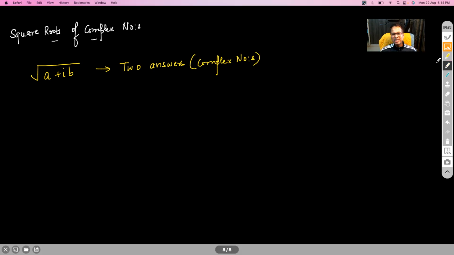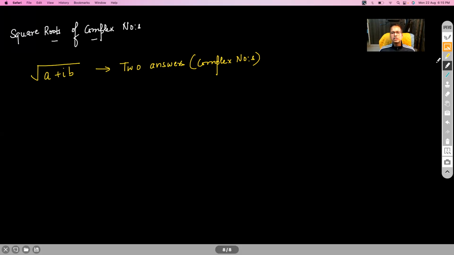Now, this is something very different from real valued functions. When we were talking about root x as a real valued function, what we learned is that root of x will only give you one answer, right? Let's say root of 4. If I put x as 4, I'll only get one answer for it, which is 2, right? The positive answer, of course.